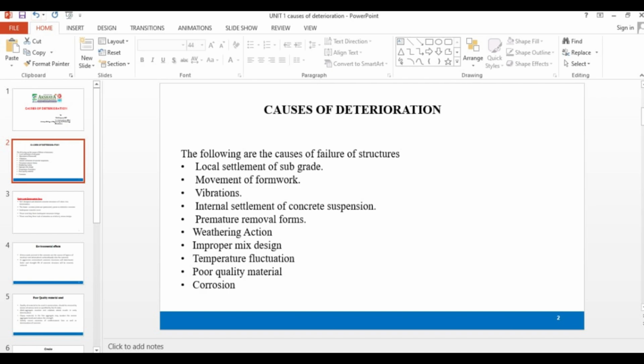And also due to use of poor quality materials. When we do not use adequate, proper quality materials, it also contributes to the deterioration of our structures. And the major thing is not using proper mix designs. The mix design plays a crucial role, so we have to make the design in the right way. So these are all the general causes of deterioration.